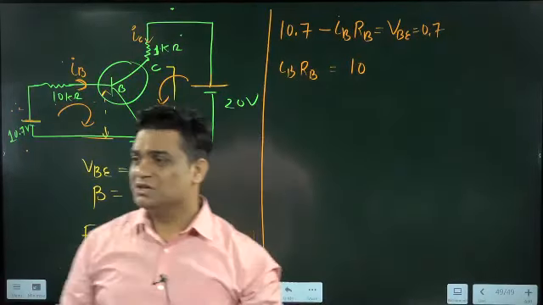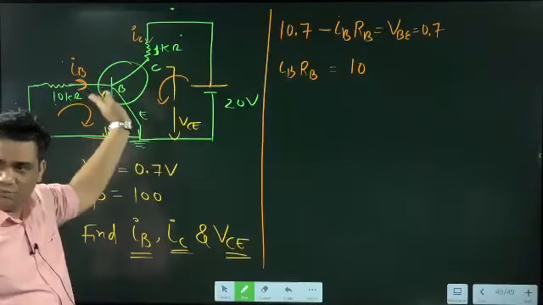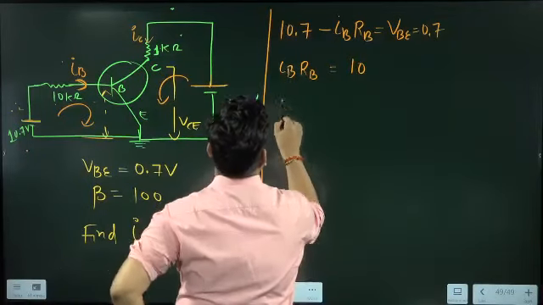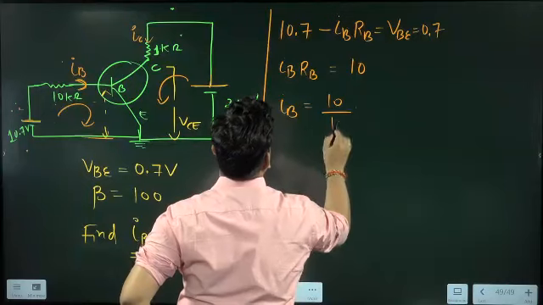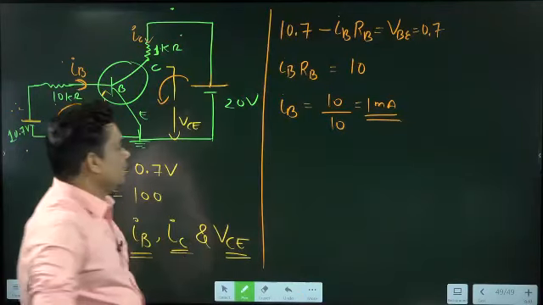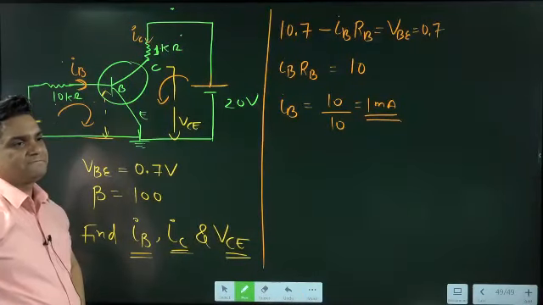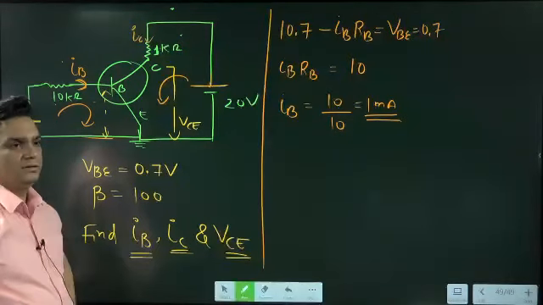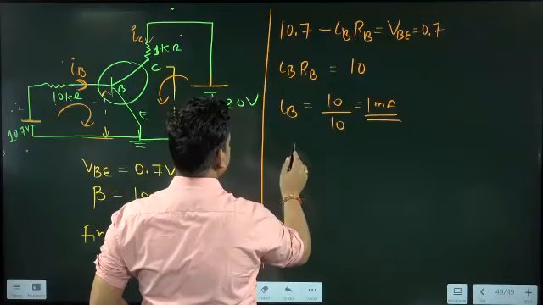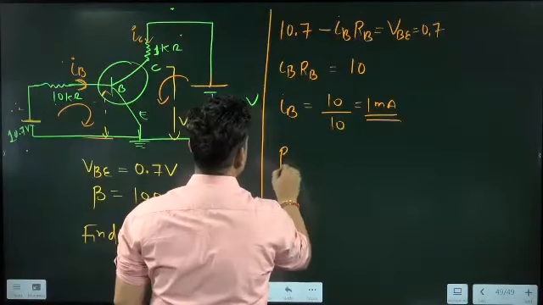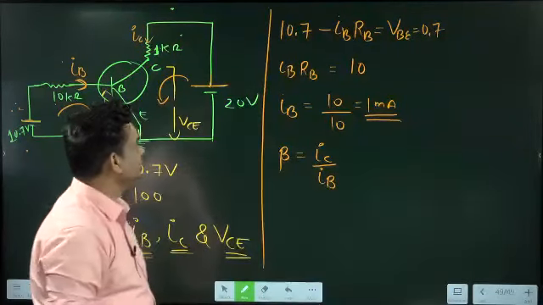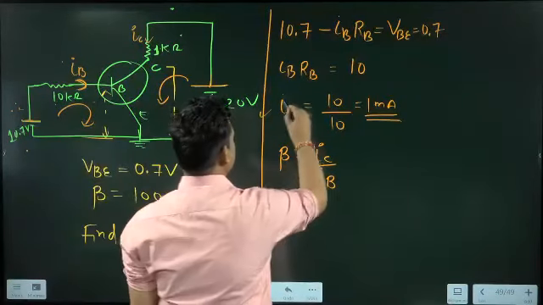And once this is 10, RB is already here, 10 kilo ohm. So can I find this? Yes, IB equals 10 divided by 10. It becomes 1 milliampere. Anyone having problem in this? Okay, then this is the 1 milliampere. Beta equals IC divided by IB. So if IC by IB, we got IB. Okay, one question is over.